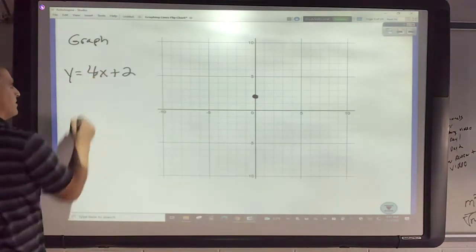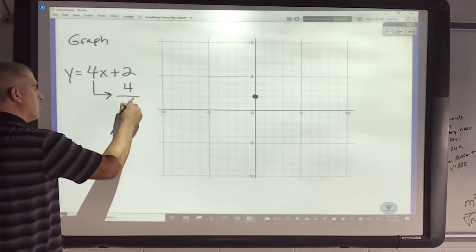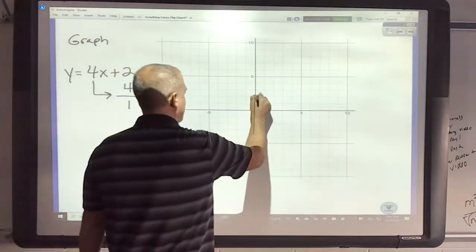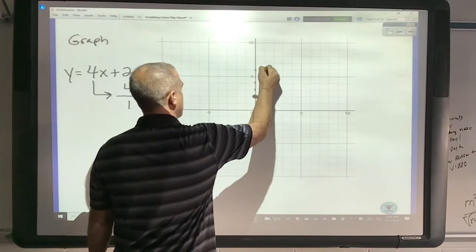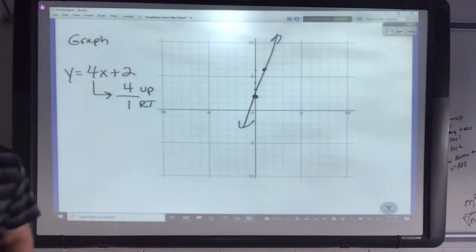Okay, now this one. Somebody said, "Mr. Evans, that's not a fraction." Well, what would that be as a fraction? That would be 4 over 1. Since that's positive, from here it's 4: 1, 2, 3, 4, 1 right. Connect the dots. Okay, all right.